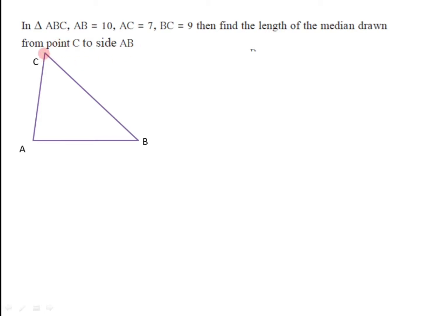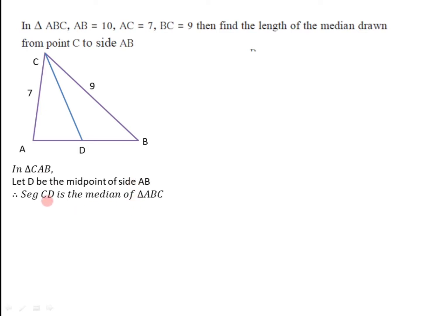So first of all, we should draw a median from point C to AB. Let it be CD. So CD is the median of triangle ABC. That means D must be midpoint of side AB. Now here the length of segment AC is given to be 7, length of segment BC is 9, and length of segment AB is 10. And from this we have to find the length of CD, which is the median drawn from point C to side AB. So this is the information given to us.